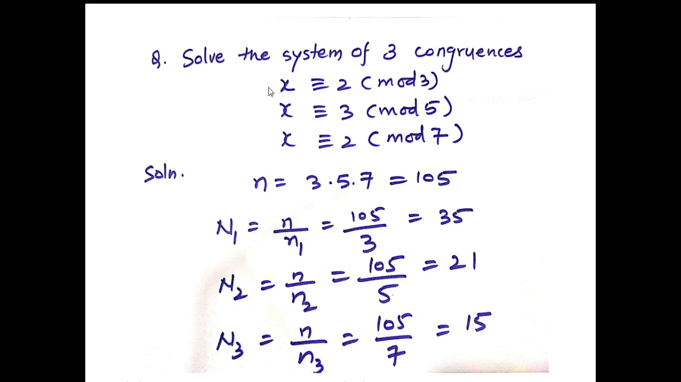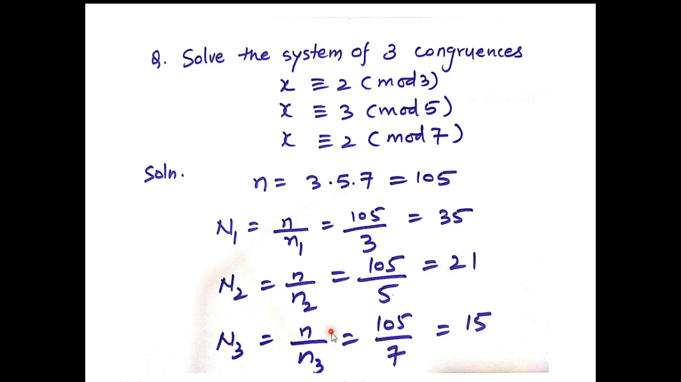Let us solve a system of three congruences with the help of the Chinese remainder theorem. From here, it will be clear how we were using those steps in the proof. So the congruences are like this: x is congruent to 2 modulo 3, x is congruent to 3 modulo 5, and x is congruent to 2 modulo 7. So these are n1, n2, n3. First of all, we have to find n, which is n1 into n2 into n3. So 3 into 5 into 7 is 105. Then we find capital N1, which is n upon n1. So 105 upon 3, which is 35.